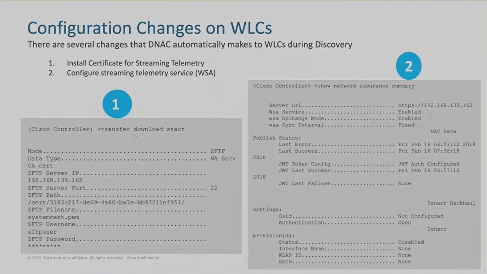The other thing that DNA is going to push for wireless LAN controllers is itself. So this IP that you see up here on the right-hand side, server URL, DNA is letting the wireless LAN controller understand that it is going to become the network assurance server for that wireless LAN controller from there on as part of the discovery. DNA sets itself and it starts streaming telemetry.